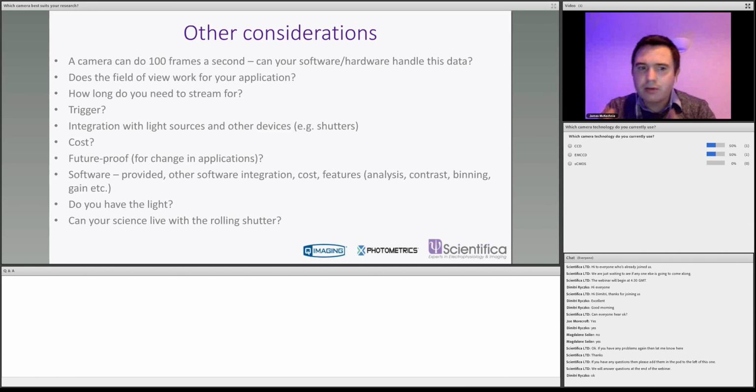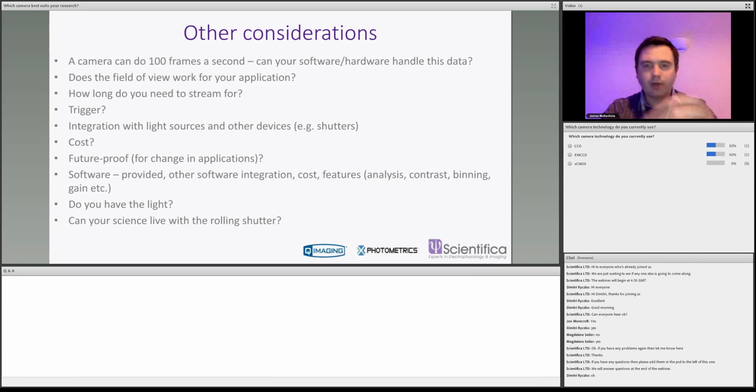If we're running 100 frames a second in 4 million pixel, 16-bit images, you've got a lot of data coming down. So we have some tricks around that. We have options on the camera head to reduce the amount of data that you're transferring, so you're just capturing the areas you want, but you still have to consider that. Are you triggering? Are you looking at other devices? And then you come back to all the things: cost, future-proofing, software, etc.